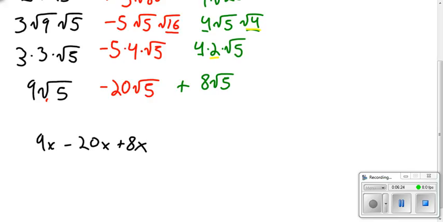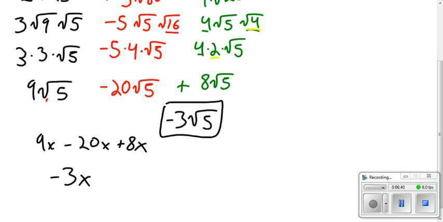So when we carry that out, 9 minus 20 plus 8 becomes negative 3x, or in this case, it actually becomes negative 3 square roots of 5. And this then is our final answer.